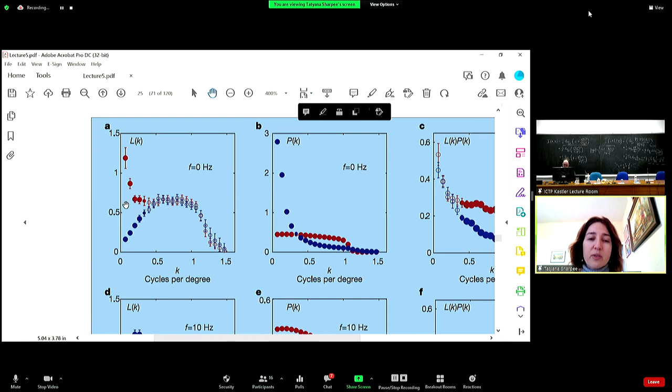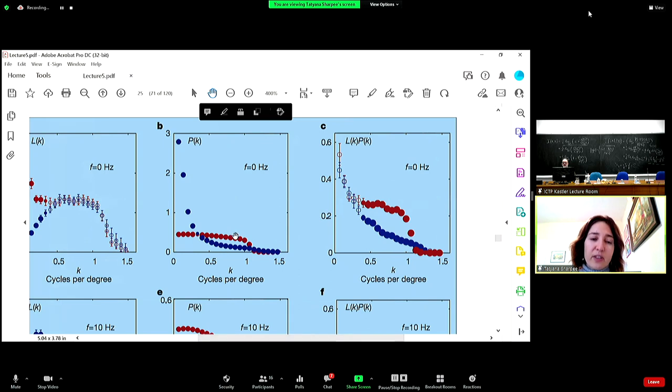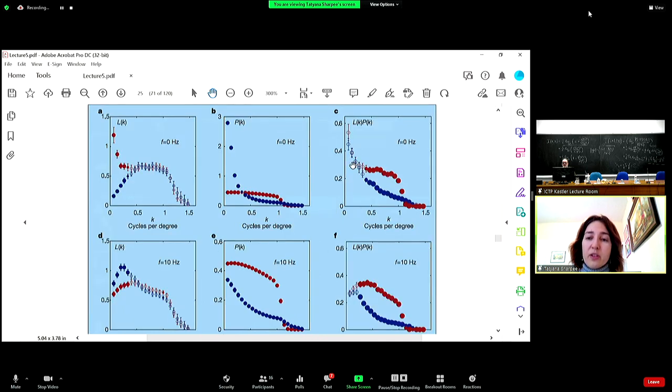According to the decorrelation prescription, the product of the power spectrum of natural scenes and the neural filters should be a constant. So within the range in which these filters are changing, one can see that they overlap within a certain range of frequencies, and the overlap is the same function, whether we are talking about natural scenes, which is in blue, or white noise, which is in red.